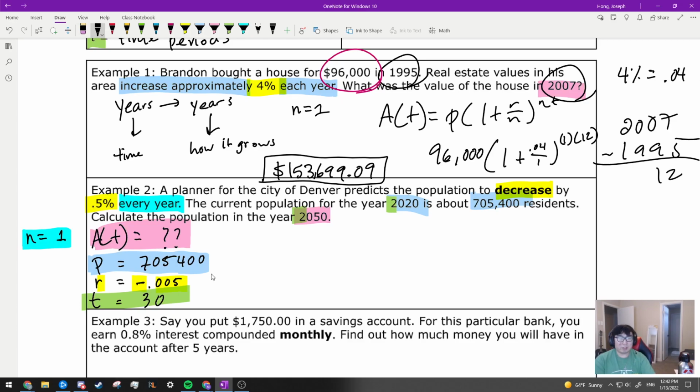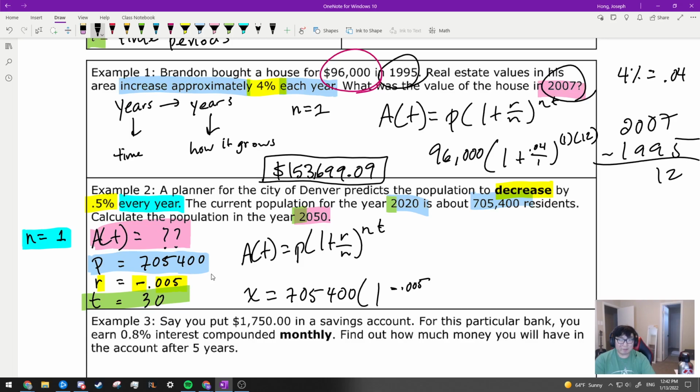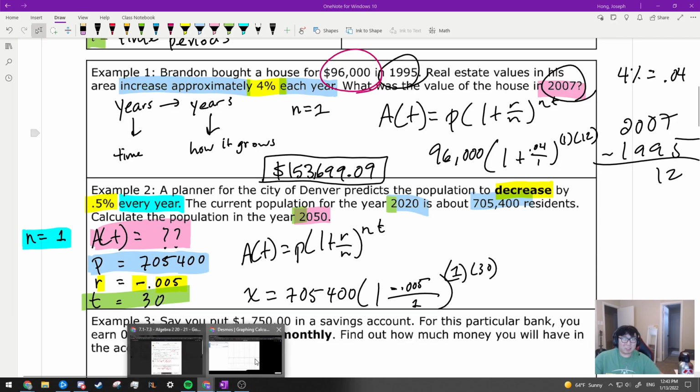So now I'm going to replace everything with the equation: 1 plus r over n to the power of nt. So x is equal to 705,400 times 1 minus, not plus, minus, and that's because of the 0.005. That's negative. My rate is negative. This is a 1 right here, to the power of 1 times 30. Good. So let's try to put this into Desmos right here.